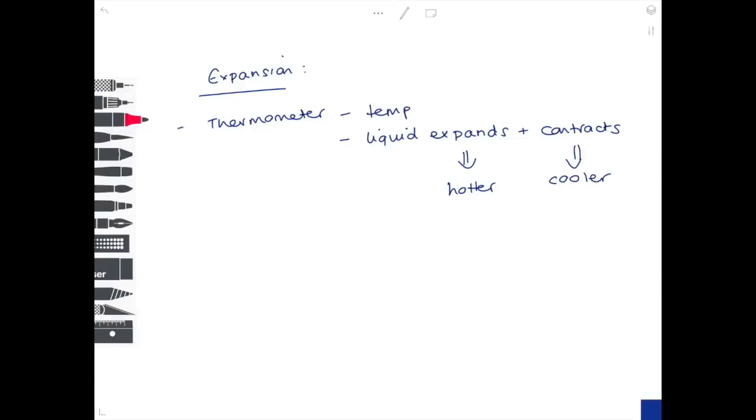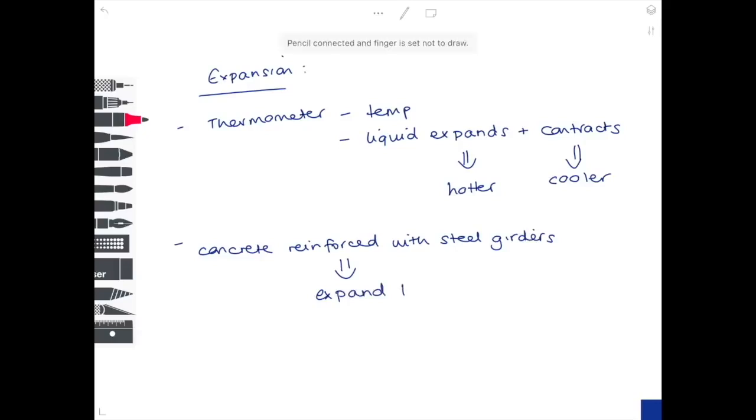When we're looking at buildings, you often find that concrete is reinforced with steel girders. The point to notice is that luckily they both expand by the same amount, which is essential because otherwise you'd see your building degrade. Because imagine if the concrete expanded and the steel didn't.